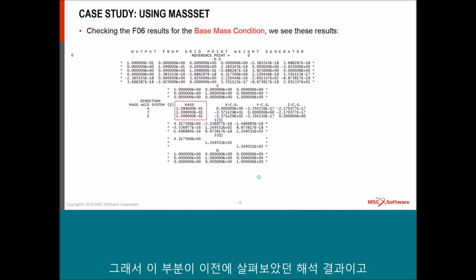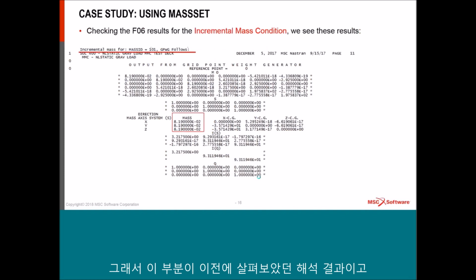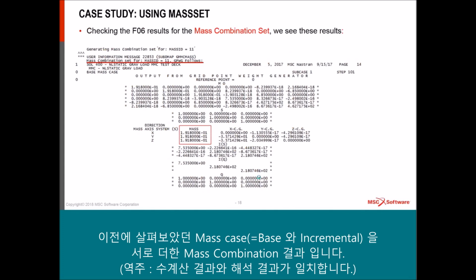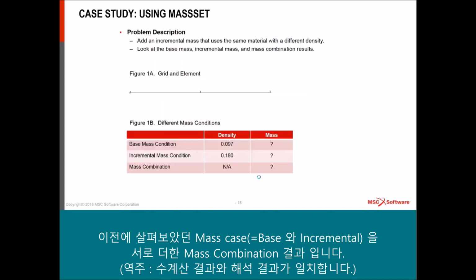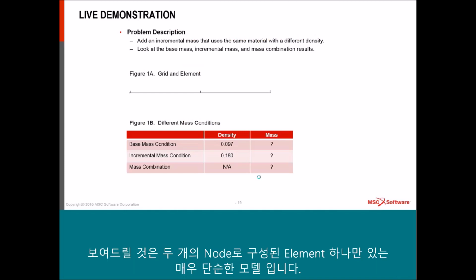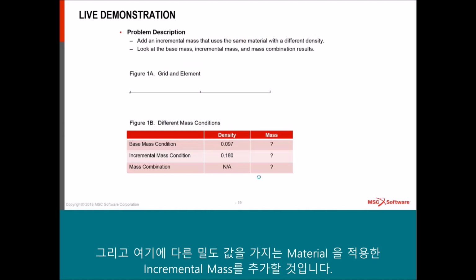So here's basically what we just saw in the F06 itself. And this is again the mass combination set for the two combined. So I'm going to do a kind of live demo on another model. What I'm going to be showing you is a very simple model, just a one element model with two nodes. And we're going to add an incremental mass that uses, again, the same material but with a different density.